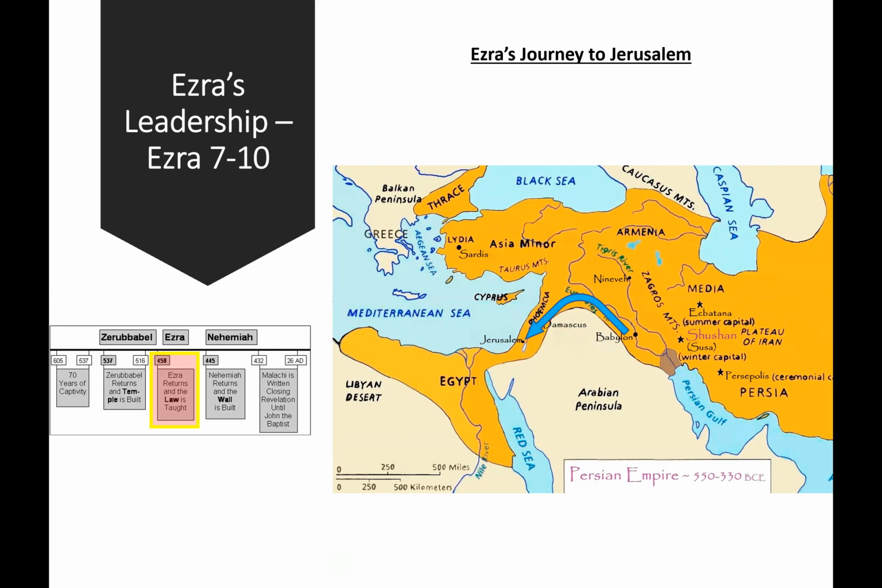So here's a little map of Ezra's journey to Jerusalem. Remember, he's in Babylon, so he's leaving Babylon and going to Jerusalem. So this takes 4 months for him to travel along the Euphrates and then down into Jerusalem.